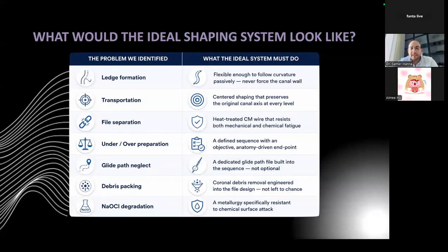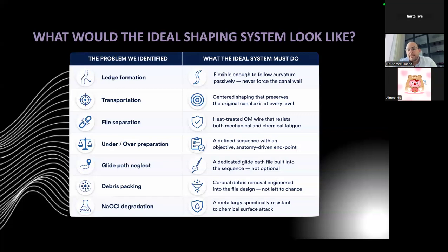For glide path neglect, we need a dedicated glide path file built into the sequence, not an optional one. This will let me use the glide path file more often if it's in between the sequence of the files, ensuring that I use a glide path file in every case.